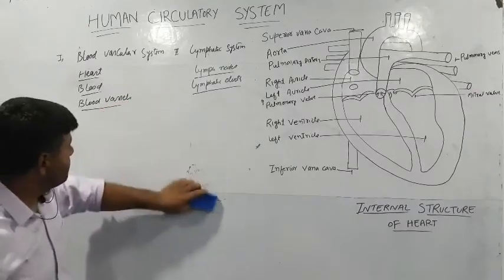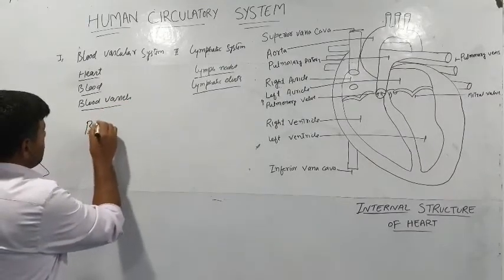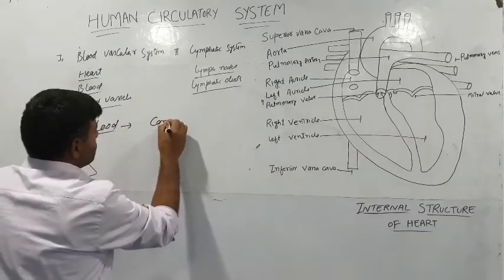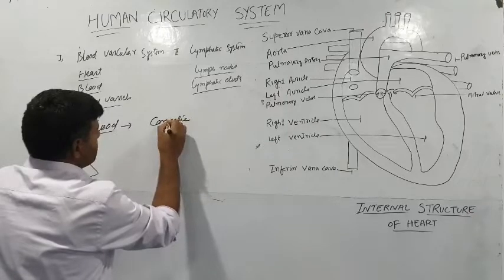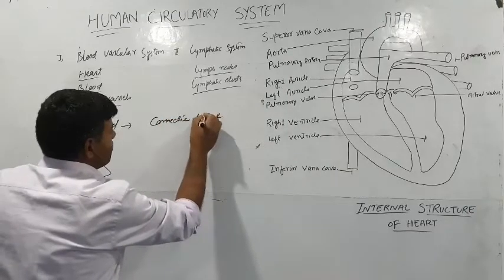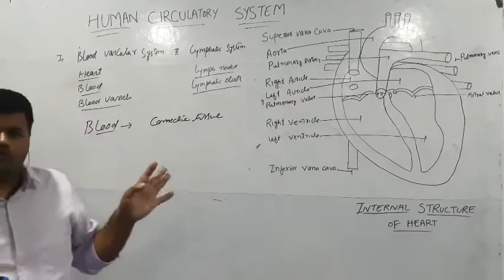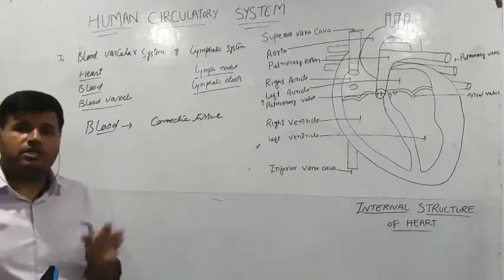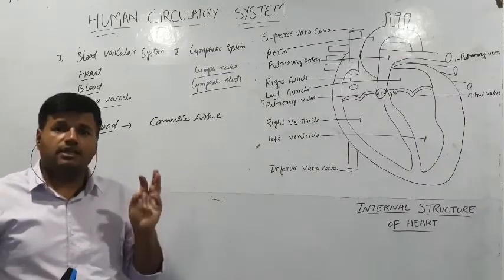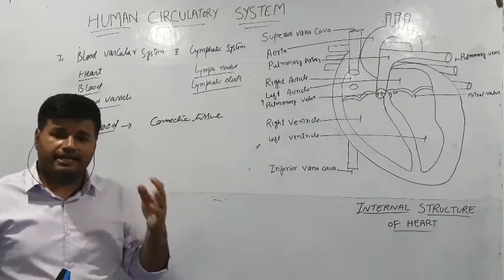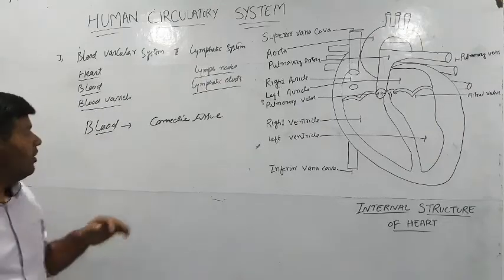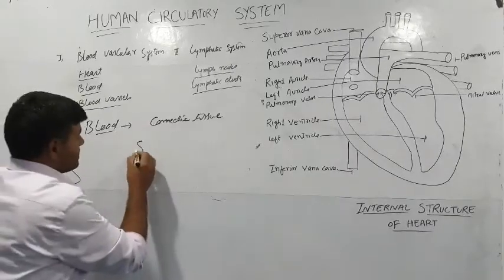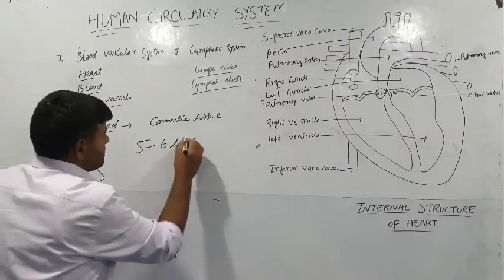Now let's move towards the blood. Our blood is the only connective tissue present in our body, and it helps in the transportation of various elements, nutrients, oxygen, carbon dioxide and other essential things in our body. On average, an adult body contains 5 to 6 liters of blood.